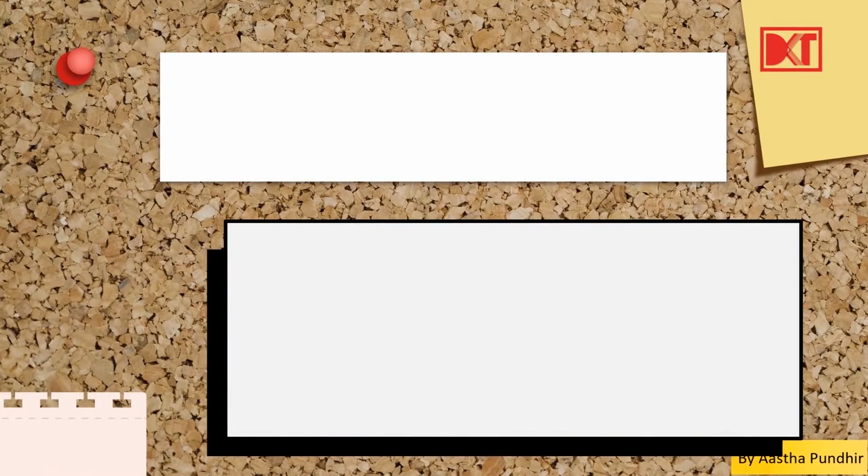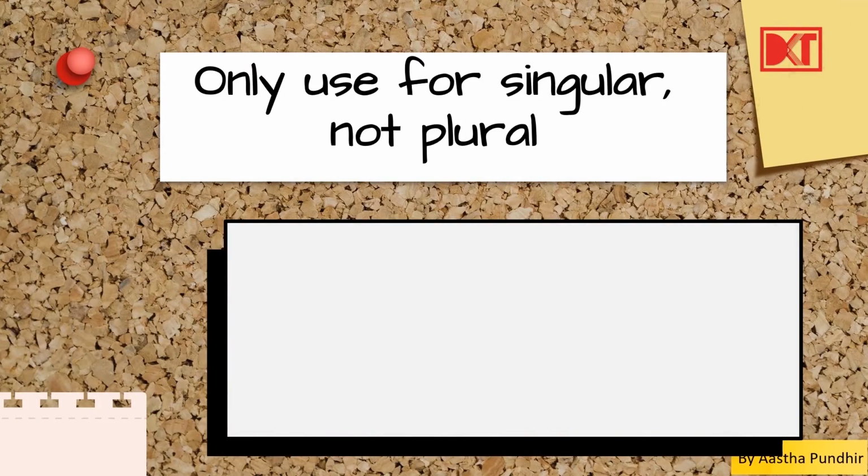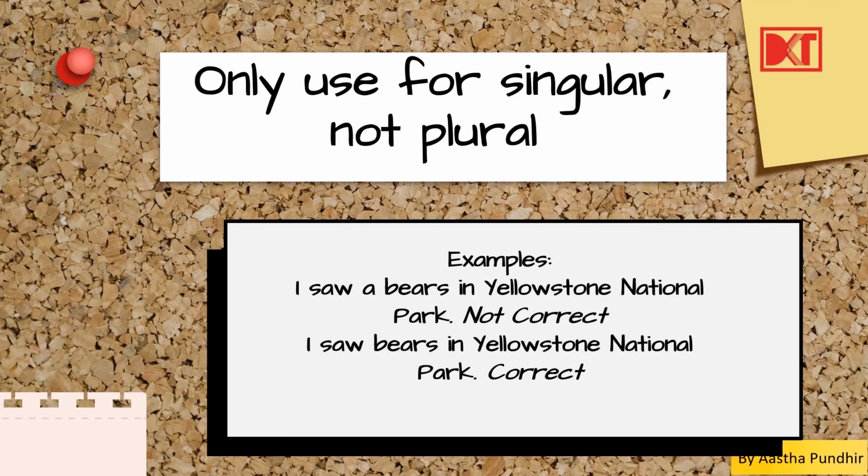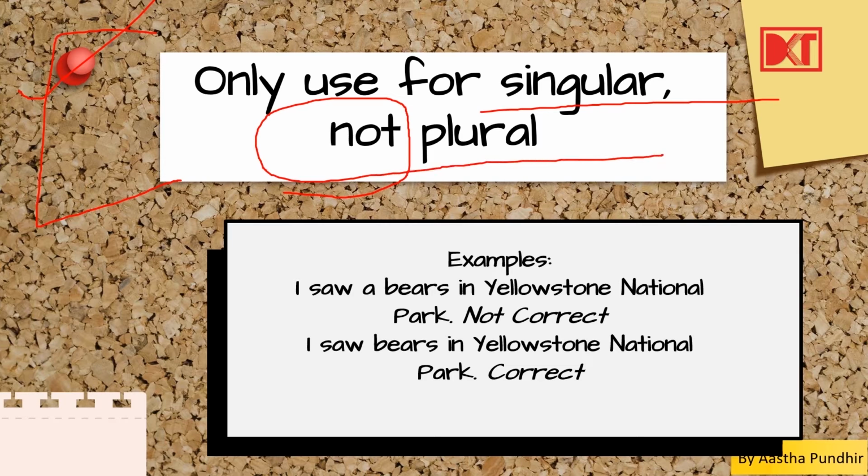ओके. सो हम जब इनडेफिनेट आर्टिकल्स के लिए पढ़ रहे हैं तो ये हमारी लास्ट इंपॉर्टेंट कंडीशन है कि वी ओनली यूज देम फॉर सिंगुलर एंड नॉट प्लूरल. ठीक है. देखो यहाँ पे एक एग्जांपल लिया है हमने. आई सॉ अ bears in Yellowstone National Park. bears s, this is plural.